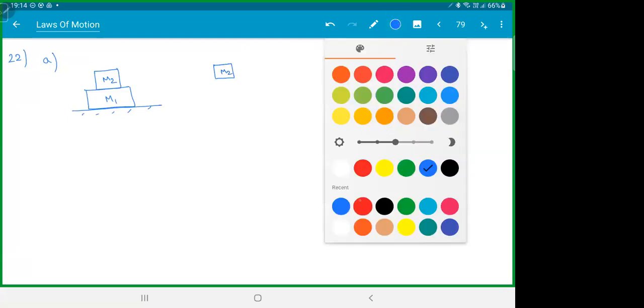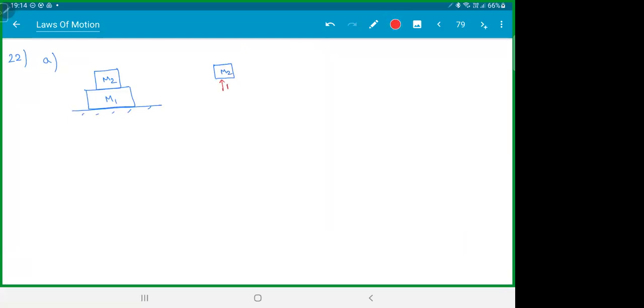M2. This is pushing here. N2, your own weight, M2G. Making baby sister is sitting in your lap. So if you draw the FBD of that kid, you're pushing the kid up, N2, the kid ka weight is acting down. There are only two forces on the kid.